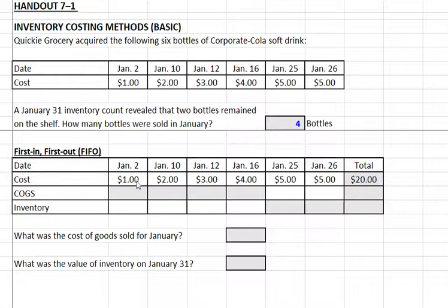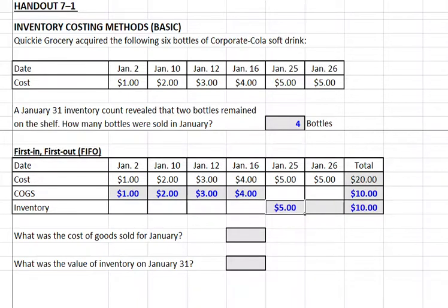So first in, first out assumes that we're going to sell those earliest acquired items first, and once we've sold those, we'll move on to the later acquired items. So under our FIFO method, if we've sold 4 bottles, the first bottle will be from January 2nd. We will have sold a bottle from January 10th. We'll sell the ones from January 12th and 16th. The total cost we're going to assign to the bottles that we sold will be $10. Of course, that will leave $10 in ending inventory, and we can see that from our calculations as well.